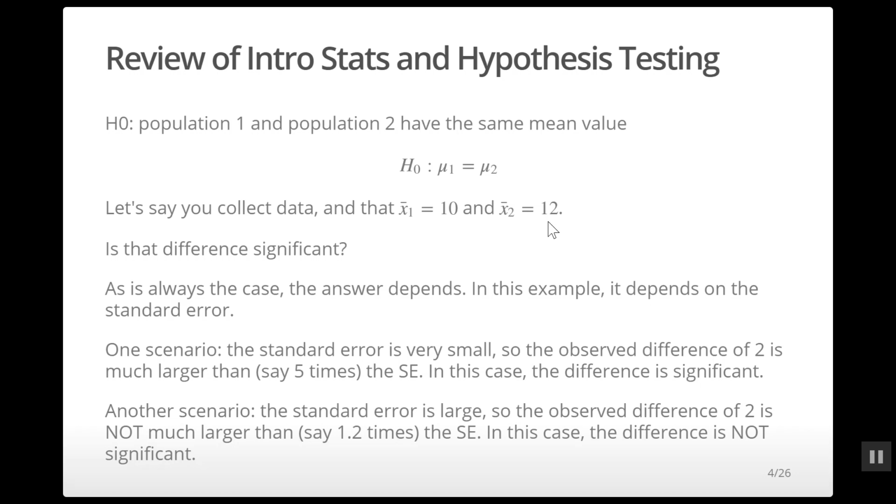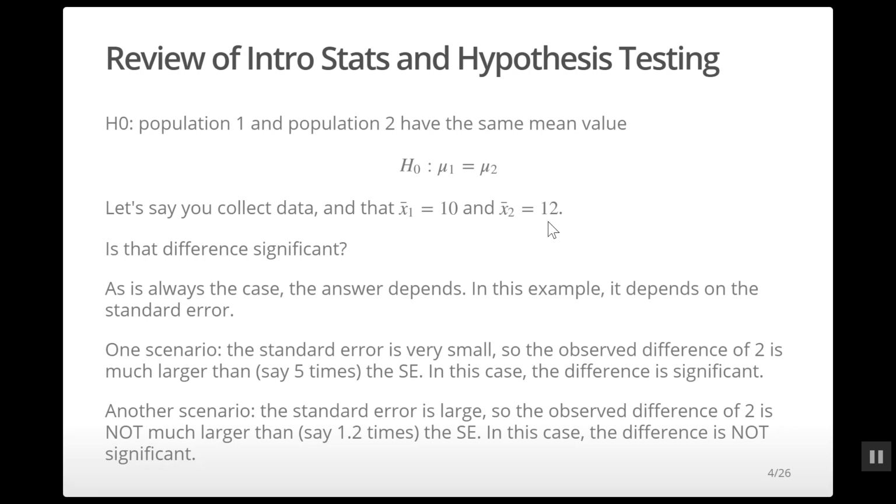So, what are all the different possible values that we could get? That is going to be seen in the sampling distribution, and the standard deviation of the sampling distribution is the standard error. Okay, so anyway, here we have a difference of 2, and we want to know, is this significant? So in one scenario, the standard error could be very small, and the observed difference of 2 could be much larger, let's say 5 times bigger than the standard error, okay? And so in that case, we would say the difference of 2 is significant.